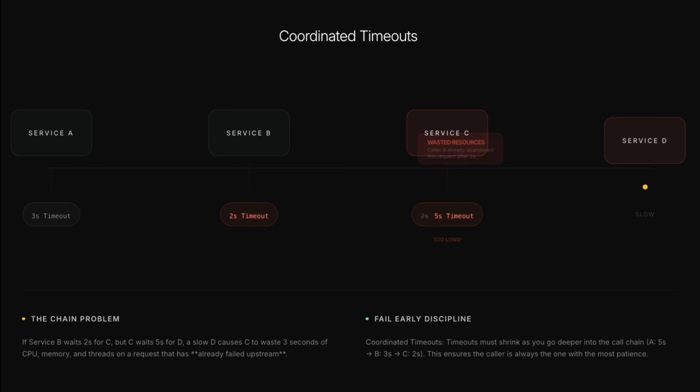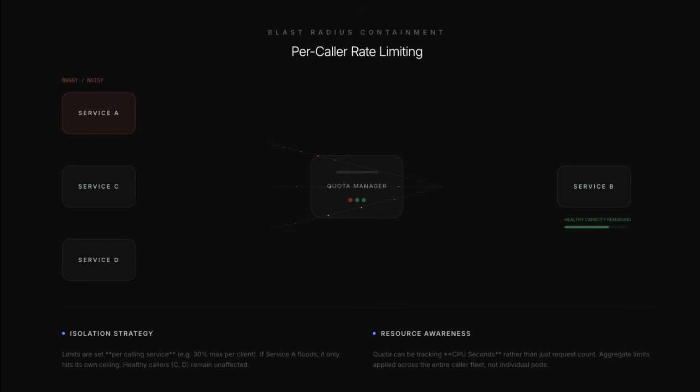And when thousands of requests behave like this, imagine the wasted waits, how they can pile up, and how they can create some sort of an overload. So the rule is very simple. As we go deeper into the call chain, timeouts should usually get smaller and not larger. Another important strategy is per caller rate limiting.